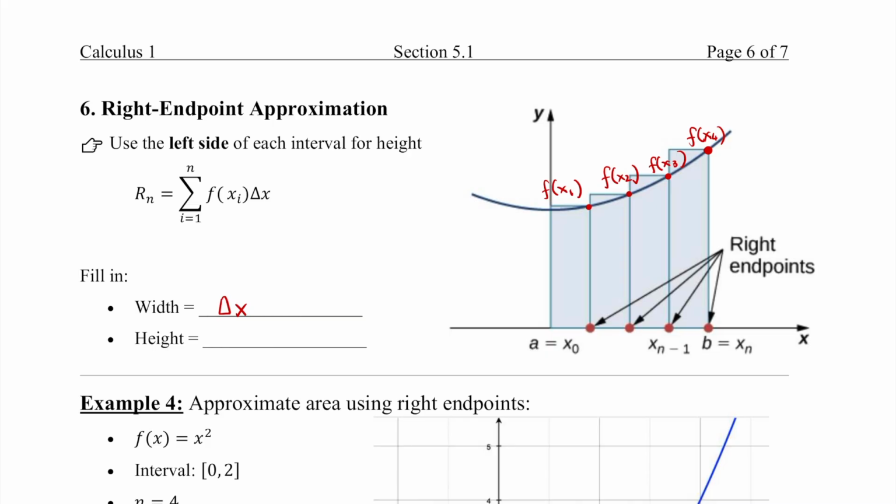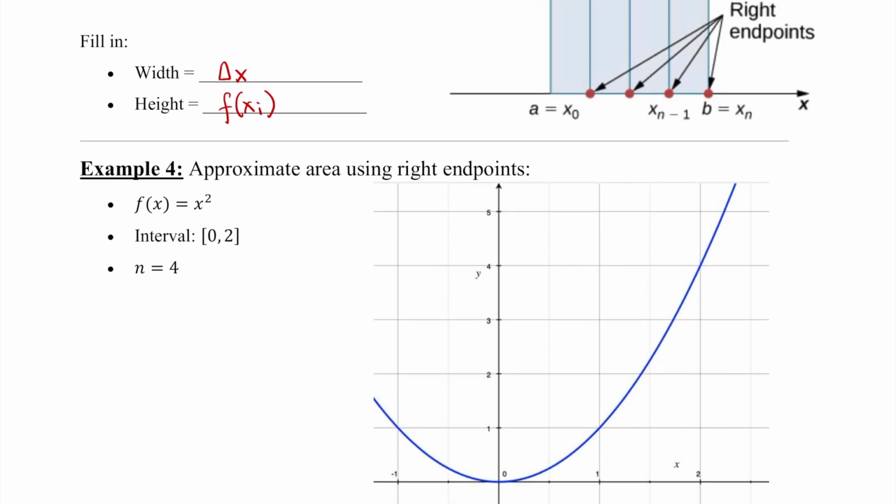So the formula is r sub n equals the sum from i equals 1 to n of f of xi times delta x, where delta x is the width of each rectangle and f of xi is the length of each rectangle. And r sub n represents the right endpoint approximation.